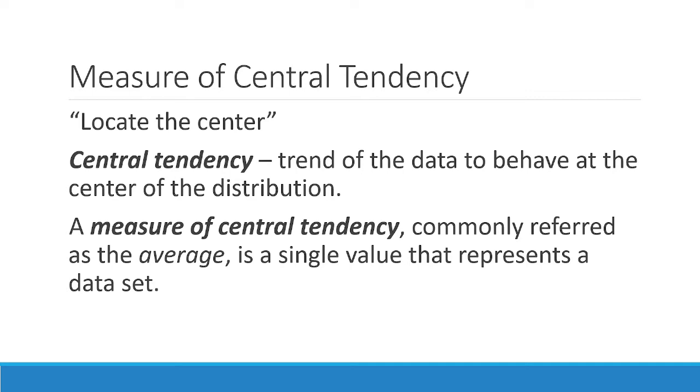So, by measure of central tendency, we will actually be looking into the location of the center of our distribution. By center of distribution, if we have a large array of data, or what we call data array, we'll be looking into the trend in which our data behaves towards the center. Or by central tendency, it is the trend of the data to behave at the center of the distribution.